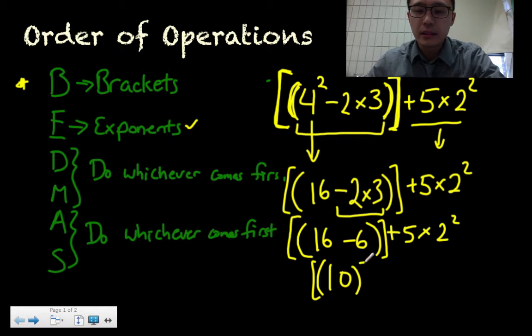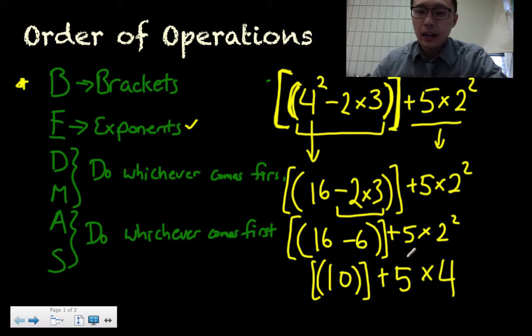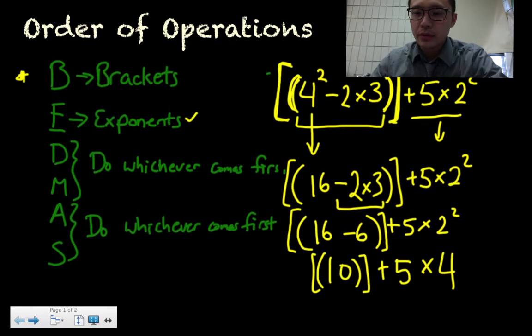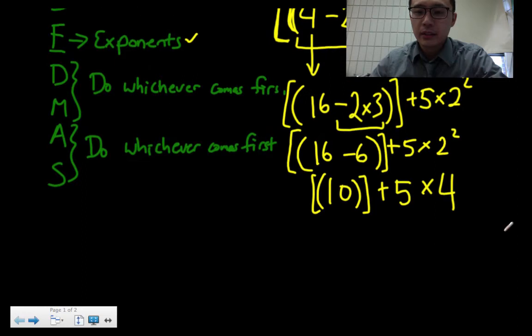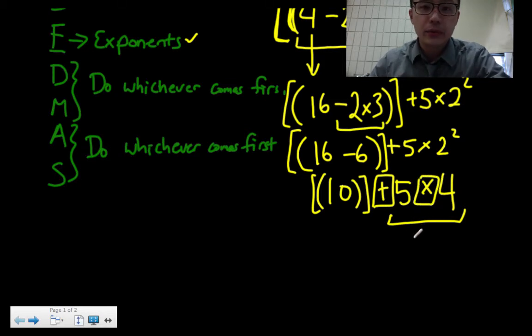I'll do my brackets. And then outside, if you want to skip a couple of steps, you can, because here you have exponent. So I'm going to do my exponent next. There's a 4, and then I have my 5. So then as I move down, I'm just going to scroll down a little bit. So here I have multiplication and I have an addition. So addition and multiplication. So I'm going to do my multiplication first. So this is going to be 20.